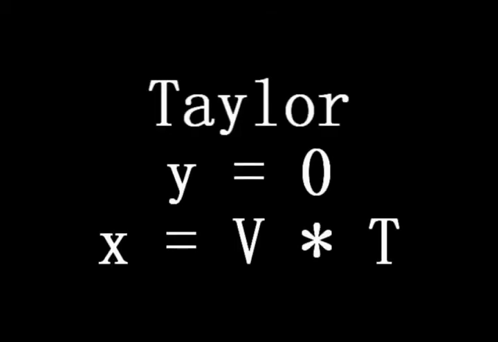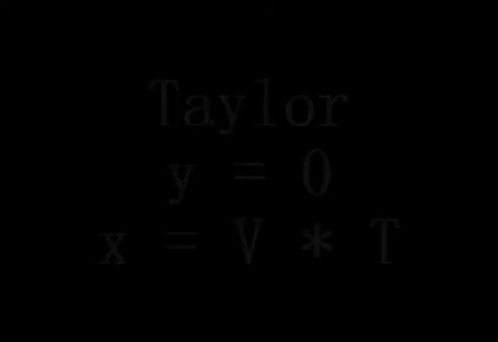To find Taylor's equation, we must consider that his y is staying constant and his x value is increasing at a constant rate. Therefore, y equals 0 and x equals velocity times t. Now we must plug in the values.